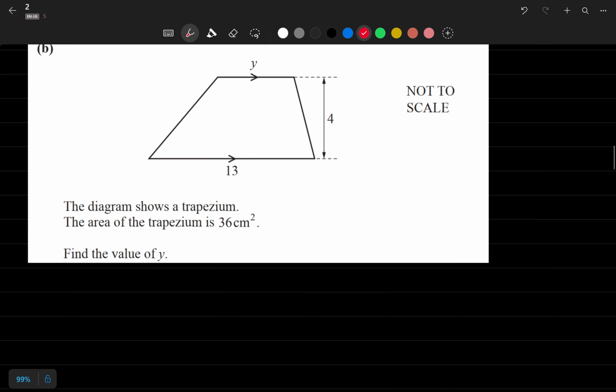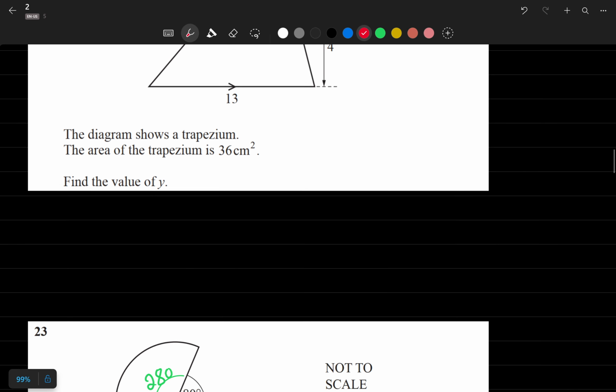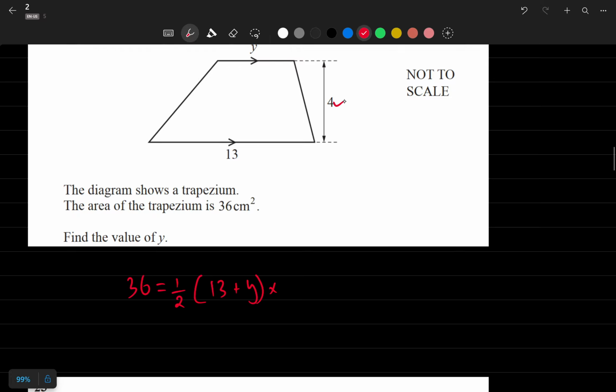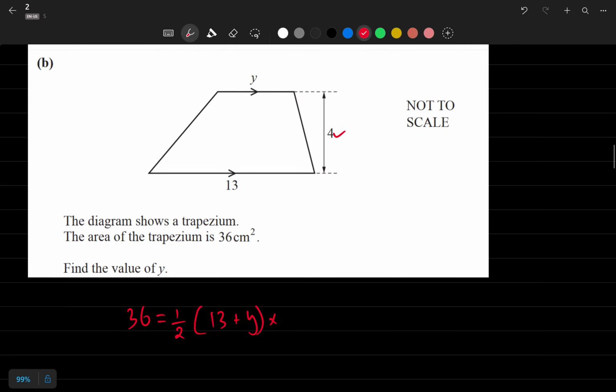The next question says the diagram shows a trapezium. The area of trapezium is 36 centimeters square. Find the value of y. So 36 is the area and formula for the area is equal to 1 by 2 into sum of parallel sides 13 plus y multiplied by height. Height is 4 centimeter.